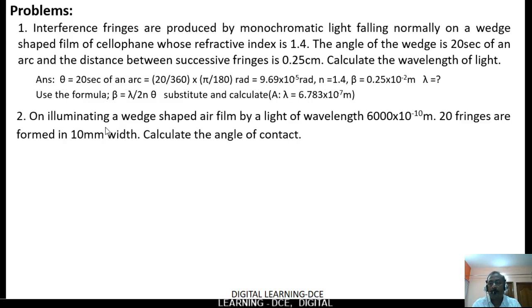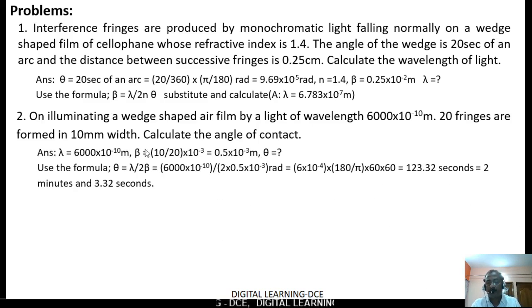Second problem. On illuminating a wedge-shaped air film by light of wavelength 6000 times 10 raised to minus 10 meter, 20 fringes are formed in 10 mm width. Calculate the angle of contact. Here lambda equals 6000 times 10 raised to minus 10 meter, and beta equals 10 by 20 times 10 raised to minus 3 meter, because 20 fringes are formed in 10 mm width. Then it becomes 0.5 times 10 raised to minus 3 meter.